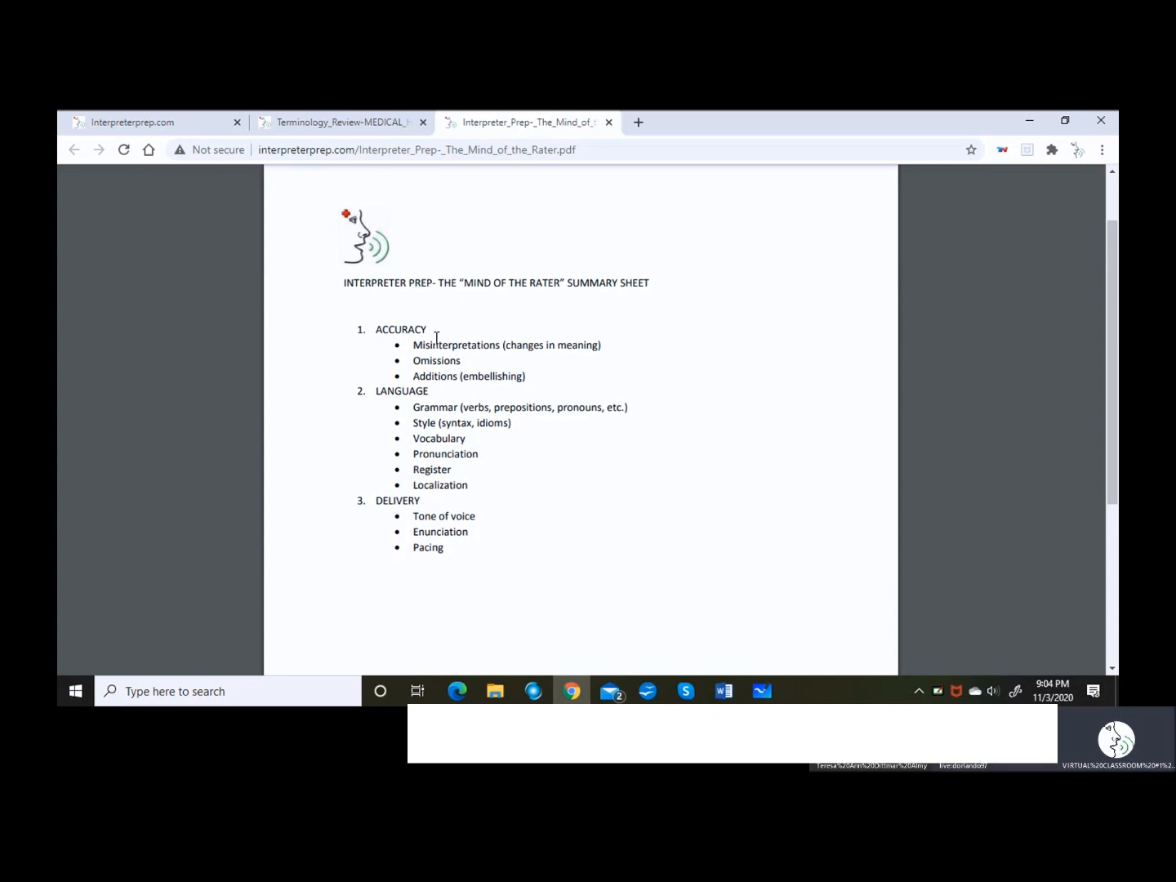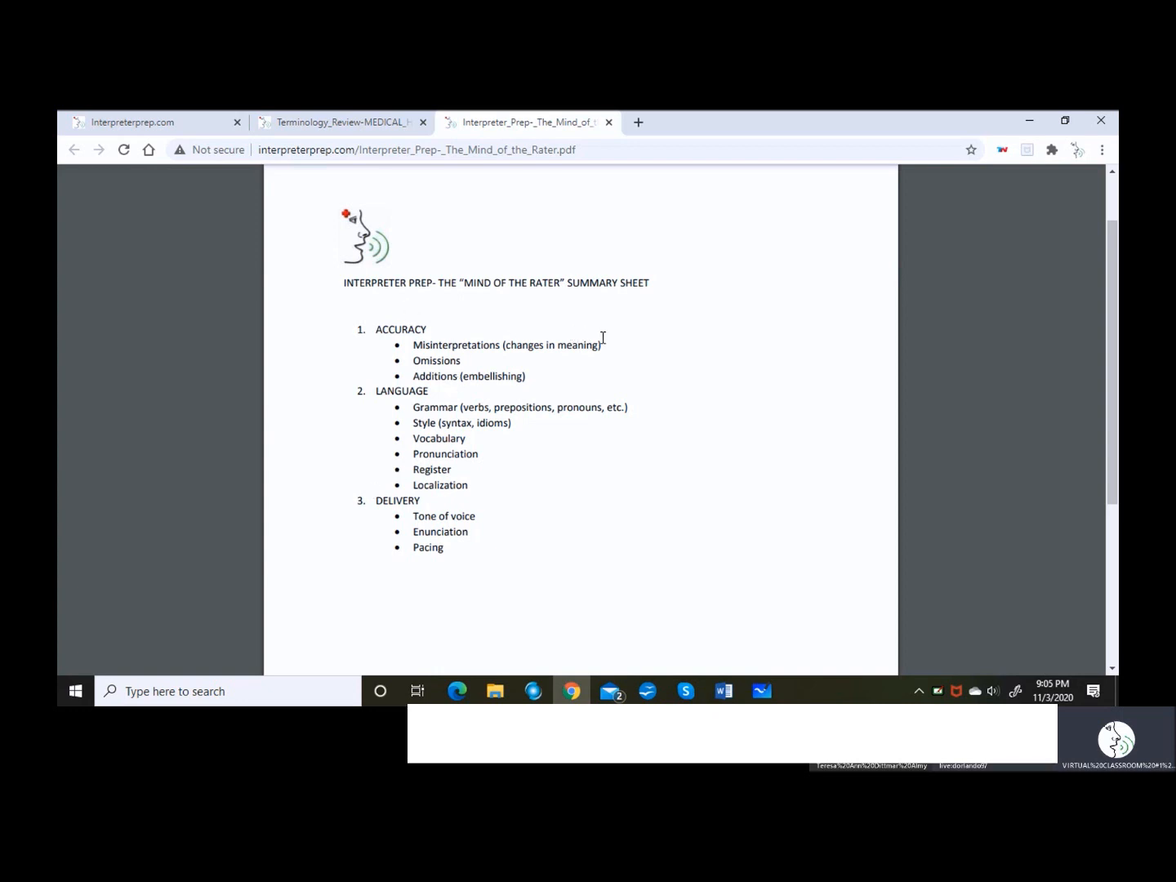The other area is that of language, and that means that you use an appropriate word structure to convey that meaning. And then I'll be talking to you about a third area, which is that of your delivery, meaning that you say what you are interpreting in a way that's appropriate for the receiver of that message. So let me get a little bit into each one of these areas.